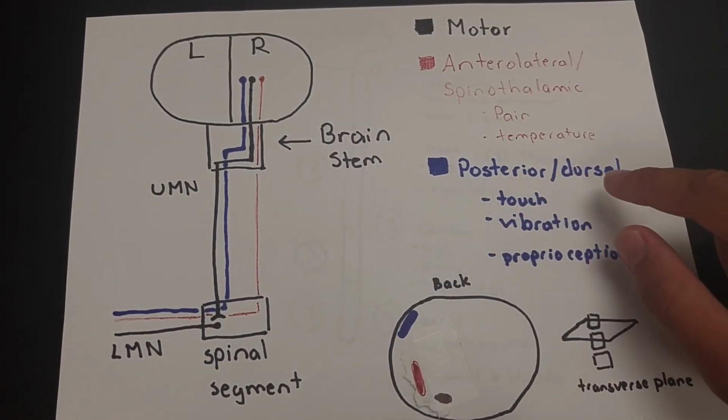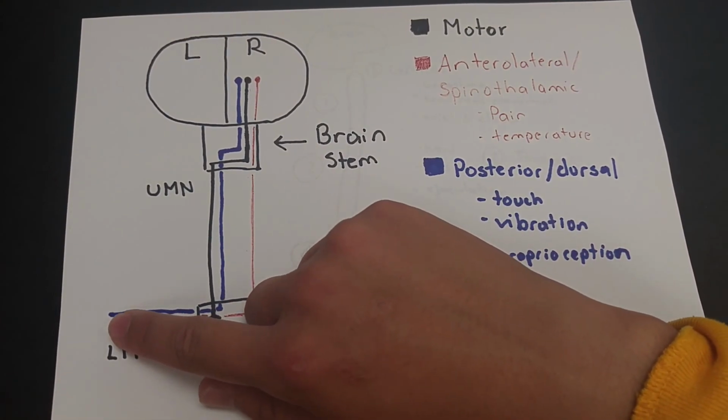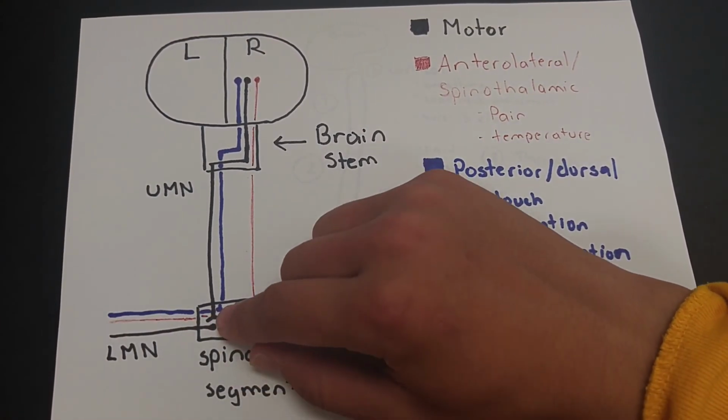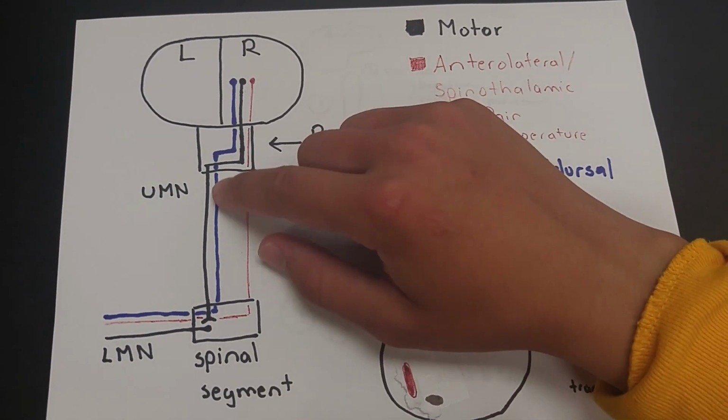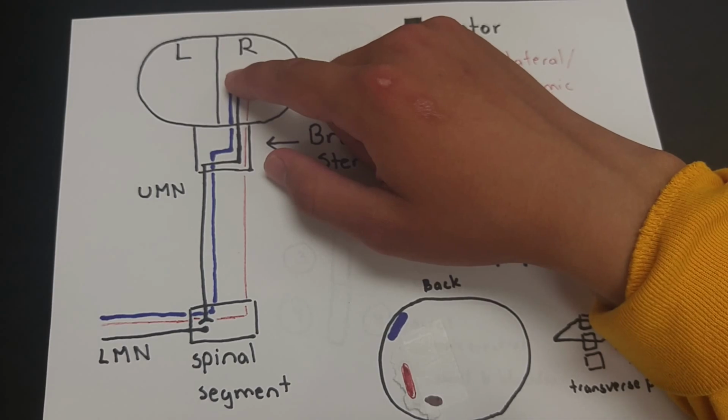And then the posterior and the dorsal is like the motor neuron. So right over here in the blue, you get the sensation, and then it stays ipsilateral all the way until the brainstem. Then it crosses over up into the brain, right?